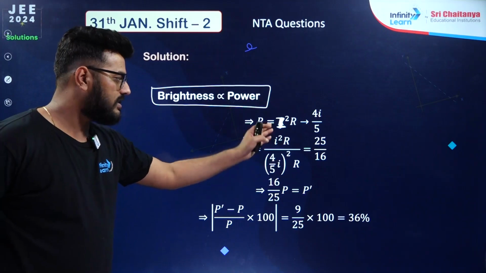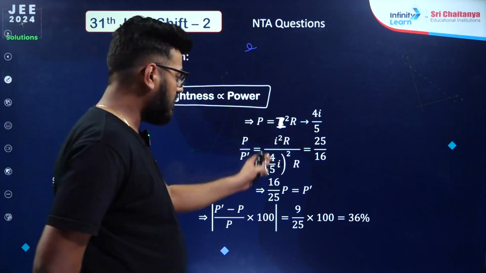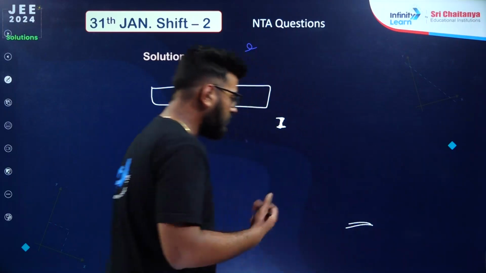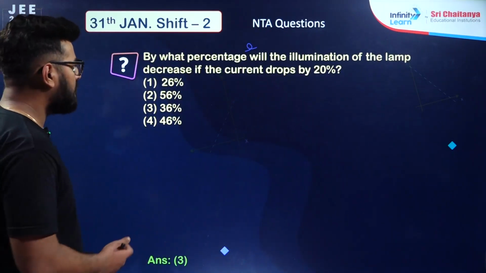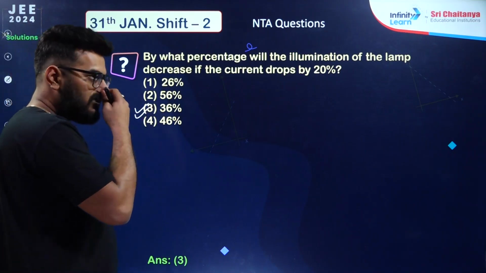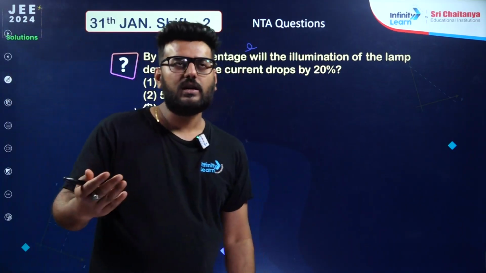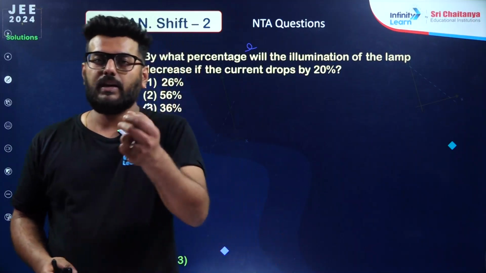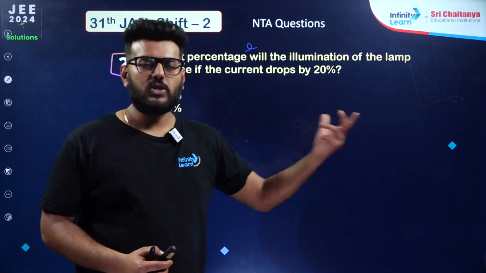Whatever is the ratio, the resistance is same, only the current is changing, and based on that you will get a change of 36%. So the percentage drop in the illumination will be of 36%. Always remember, illumination is all about energy which is getting dissipated per unit time, and that simply speaks of the power. So illumination is your power only.